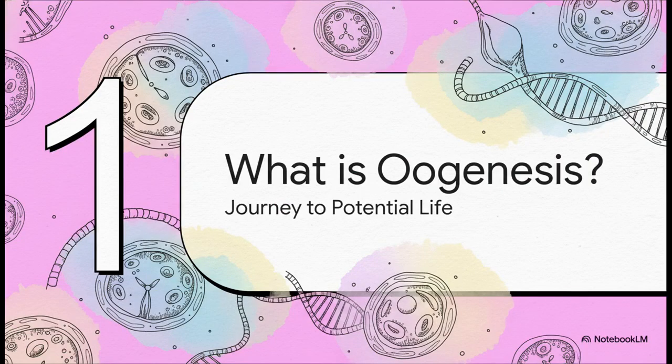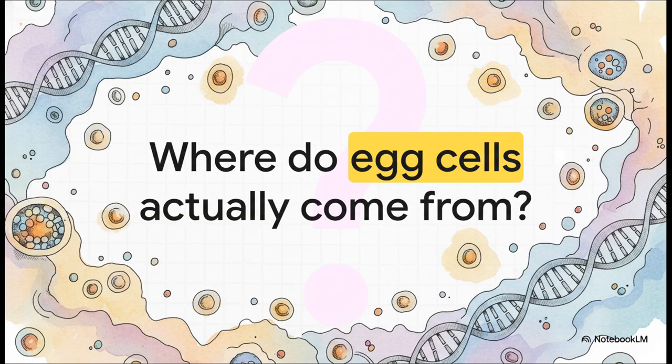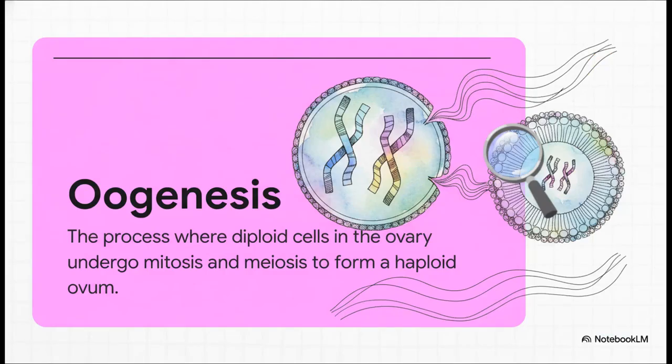All right, first up, let's set the stage and get to the heart of what this whole process is all about. It's a pretty fundamental question, right? We all know egg cells are absolutely essential for life to begin, but where do they even come from? How does the body go about creating such a complex and vital cell? Well, the answer is a process called oogenesis.